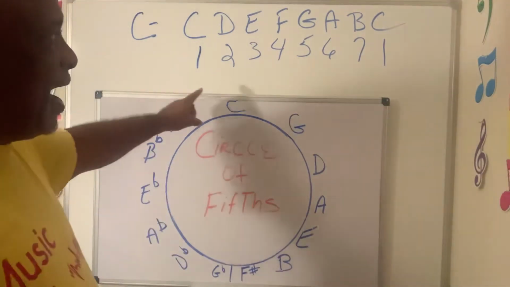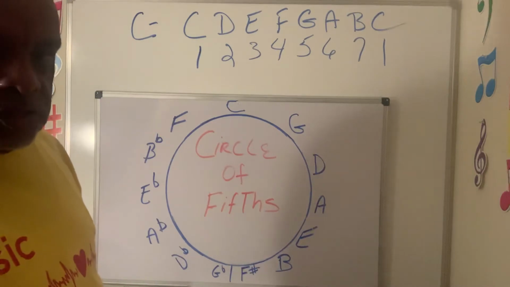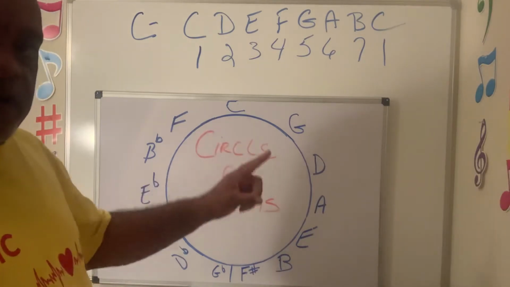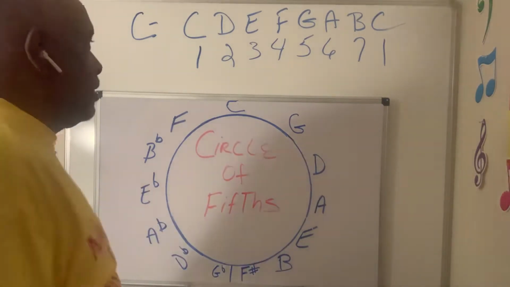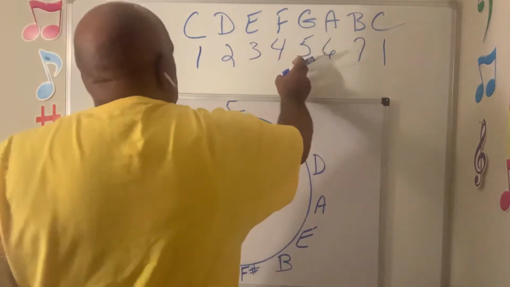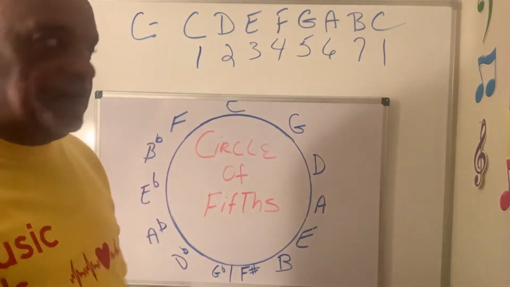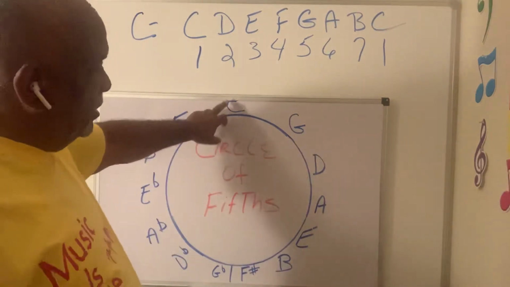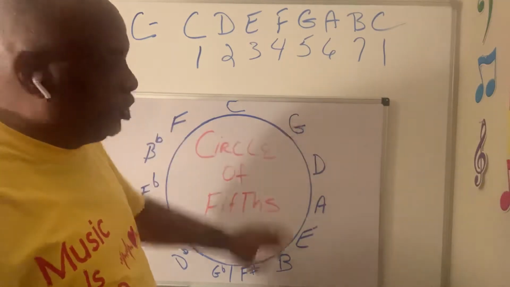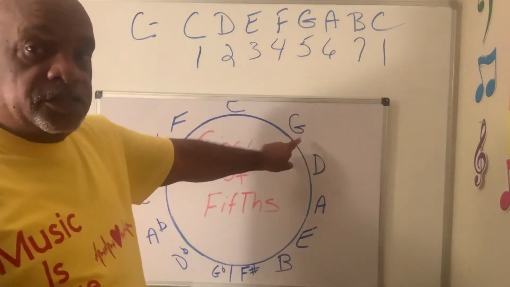So what is the 5 of the key of C major? C major has no sharps, no flats. All right, let's count. C is 1, D is 2, E is 3, F is 4, G is the 5 of C major. So we have C at the top. The 5 of the key of C is what? G. One more time. The 5 of the key of C is G.